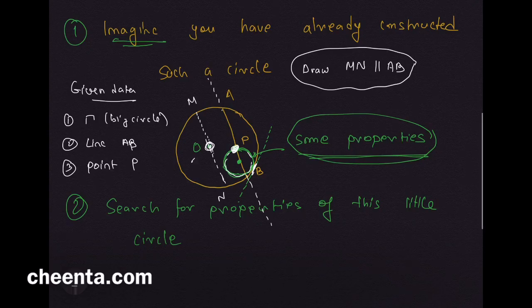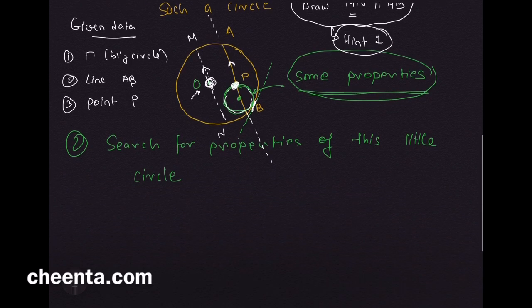Of course, the data about the circle that you already know is that this circle has the center O. So you have to use this center O in some manner, and you have to use this line AB in some manner. So we draw a line MN that is parallel to AB. So maybe you can pause the video right here and try the problem with this hint. So this is hint 1.